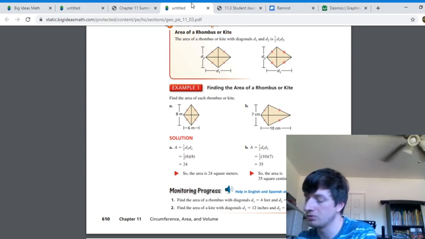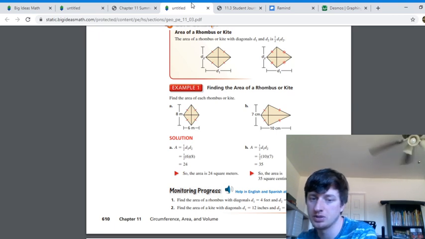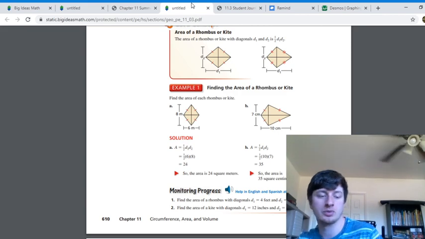And then number two, we use the same formula. The area is going to be 1/2.